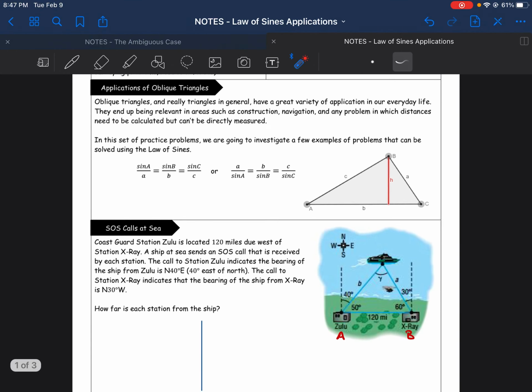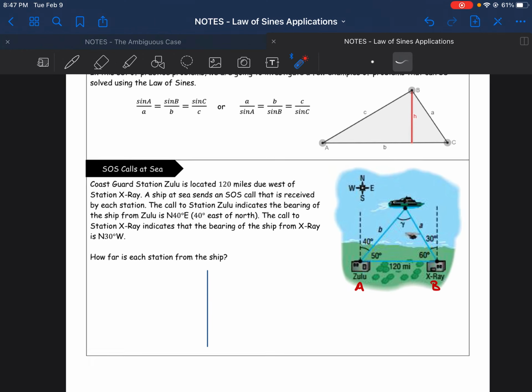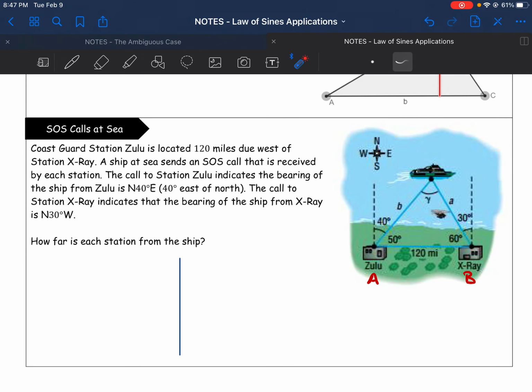So our first problem here is a problem about navigation. Coast Guard Station Zulu is located 120 miles due west of Station X-Ray. A ship at sea sends an SOS call that is received by each station. The call to Station Zulu indicates the bearing of the ship from Zulu is north 40 degrees east, which just means 40 degrees east of north, and the call to Station X-Ray indicates that the bearing of the ship from X-Ray is north 30 degrees west, which just means 30 degrees west of north.